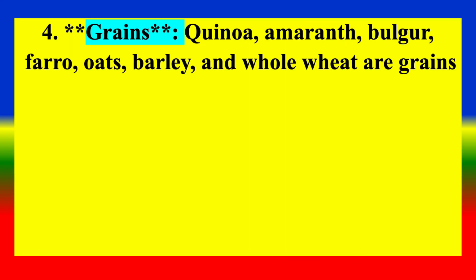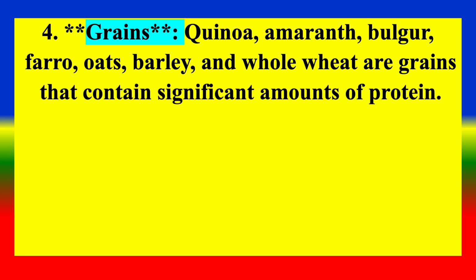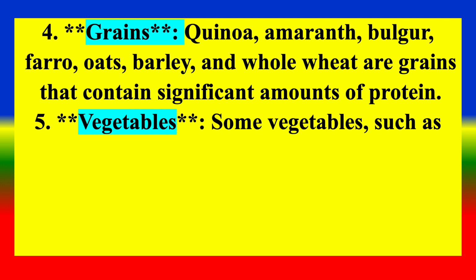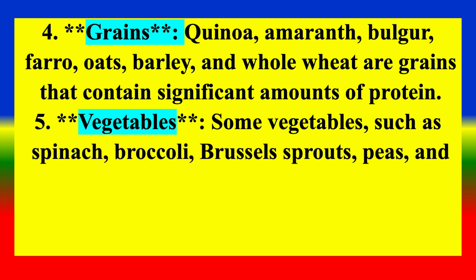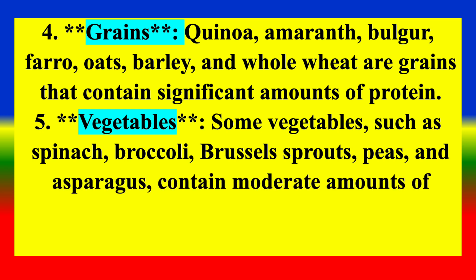Four, grains. Bulgur, oats, and whole wheat are grains that contain significant amounts of protein. Five, vegetables. Some vegetables such as spinach, broccoli, and peas contain moderate amounts of protein.